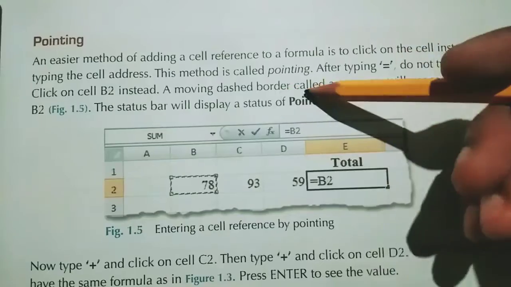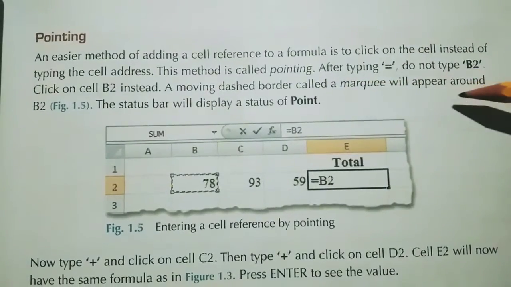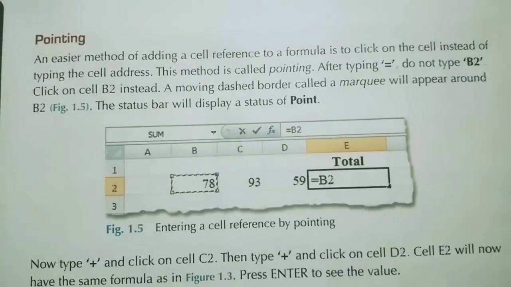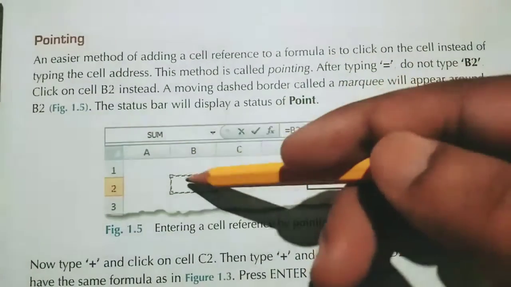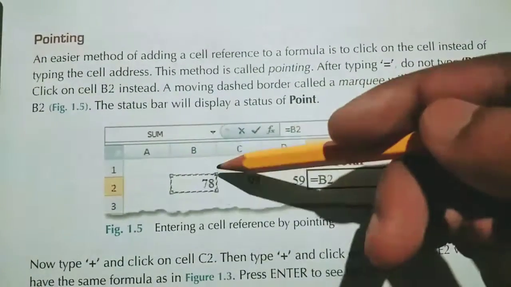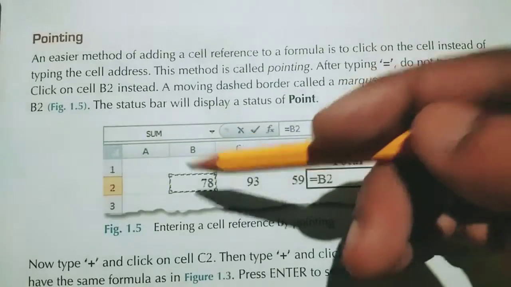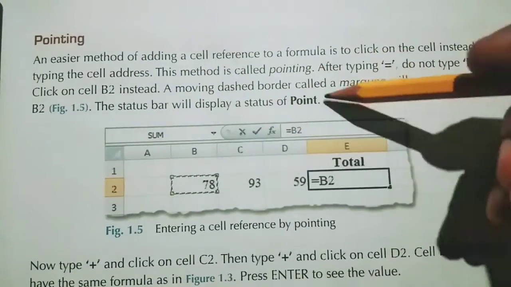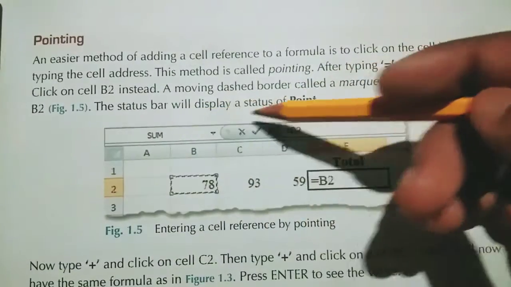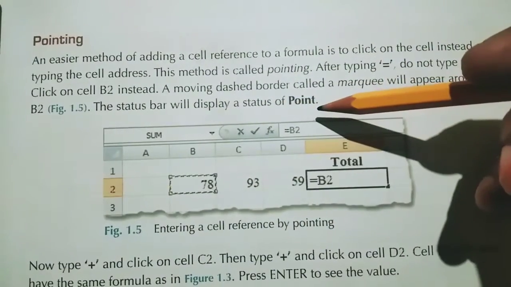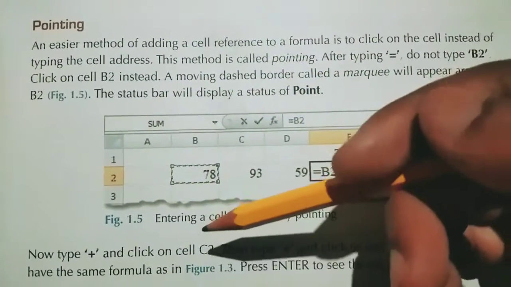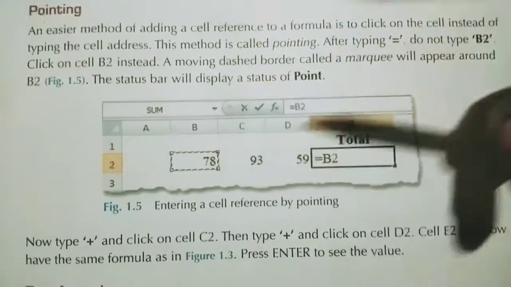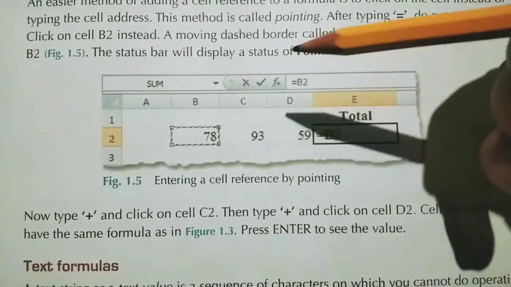A moving dashed border called a marquee will appear around B2. See, it is a moving dashed border. When you see it on the computer, this border is moving. A dotted line will be there. It appears when you click here after writing equal to. So a moving dashed border is called a marquee. The status bar will display the status Point. Where is the status bar? At the bottom of the screen.